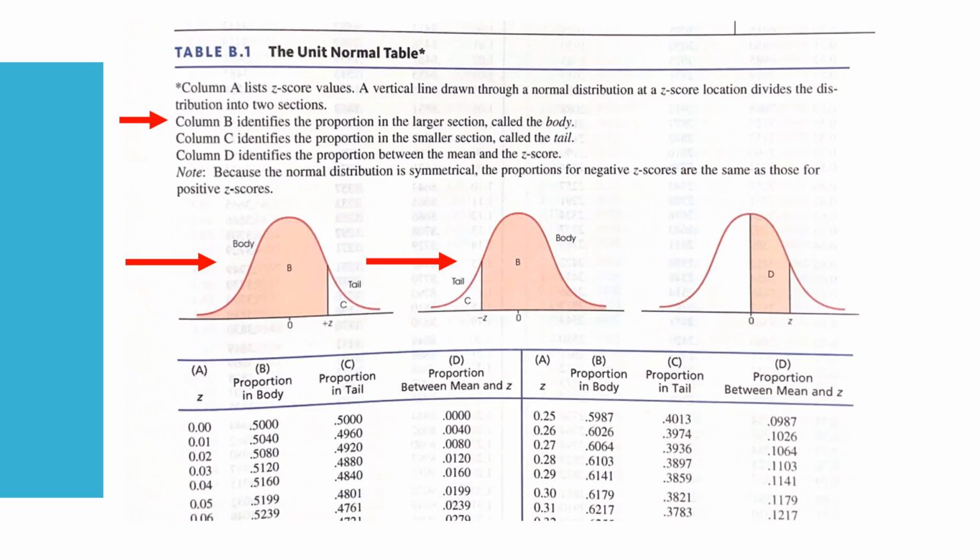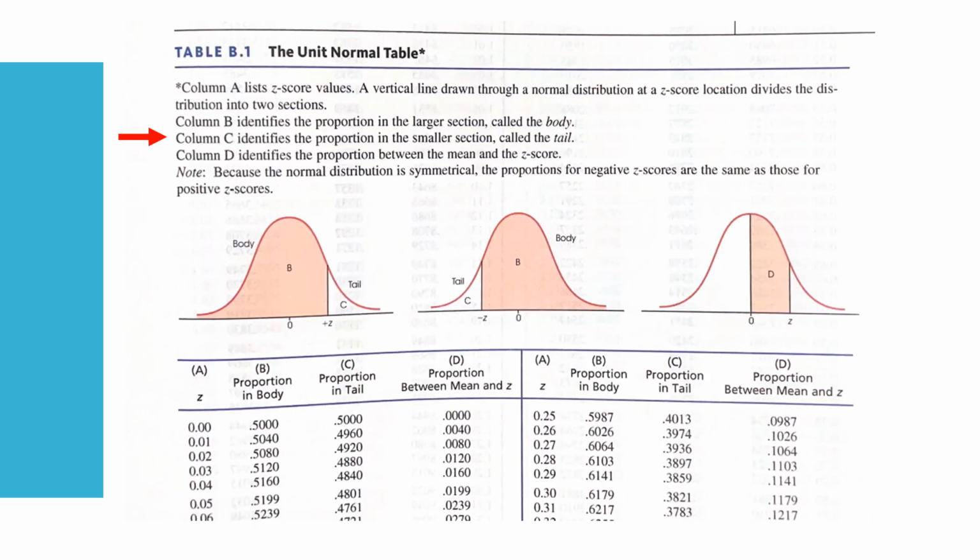The proportion is found in column B of the table as a decimal, but these are just the same percentages we talked about before. You can see that for the z-score 0, the proportion of the body is 0.5, which is 50%. And 0 is the mean when discussing z-scores. So 50% of scores are below this number and 50% of scores are above this number, just like we talked about in that previous example.